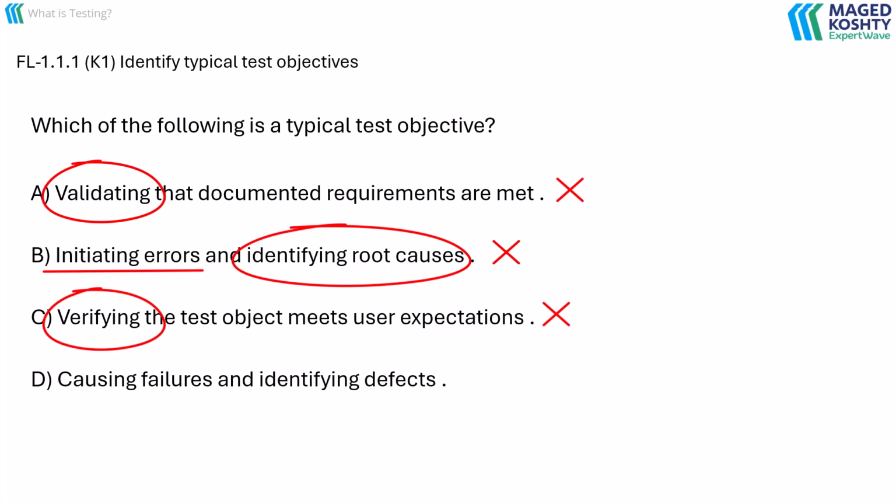The last option, causing failures and identifying defects. This is a valid testing objective and probably the most common objective of testing. So, the correct answer is D.